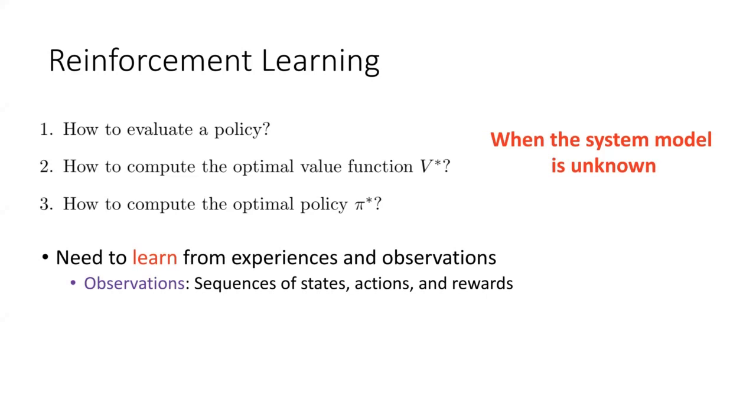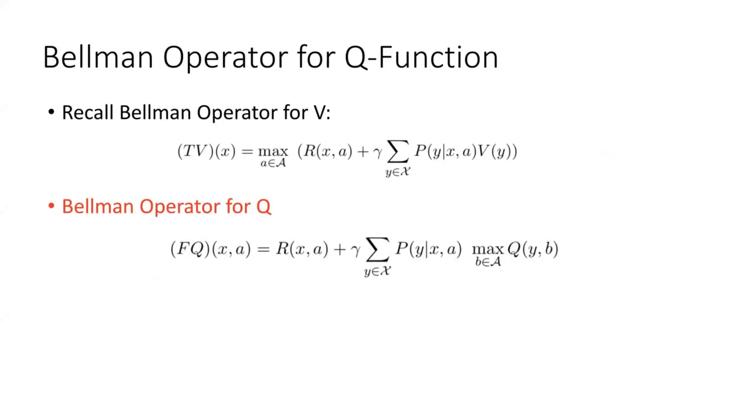How do you learn to control an unknown system if you don't know the plant model or the system model? So here, we are going to discuss an algorithm called Q Learning. To make it more rigorous, I'm going to define a Bellman operator for the Q function. So recall, this is the Bellman operator for the value function that we discussed. Just like that, I can define a Bellman operator for the Q function. So F takes the input Q, and then this is defined. You can see that it's almost the same. But there is one very important difference that you can notice.